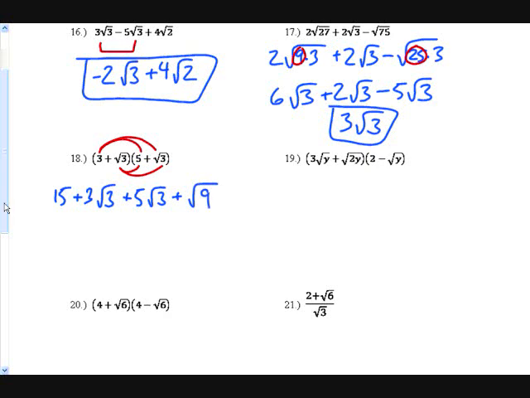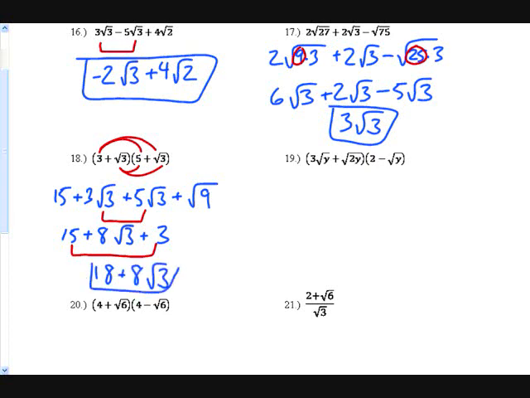And now when I combine like terms here, I've got some like radical terms. I've got 15 plus 8 square roots of 3. Plus the square root of 9 is a 3. So now I have more like terms to combine. So when I do this, it gives me an 18 plus 8 root 3. And that's it. So make sure you finish simplifying and combining like radical terms.